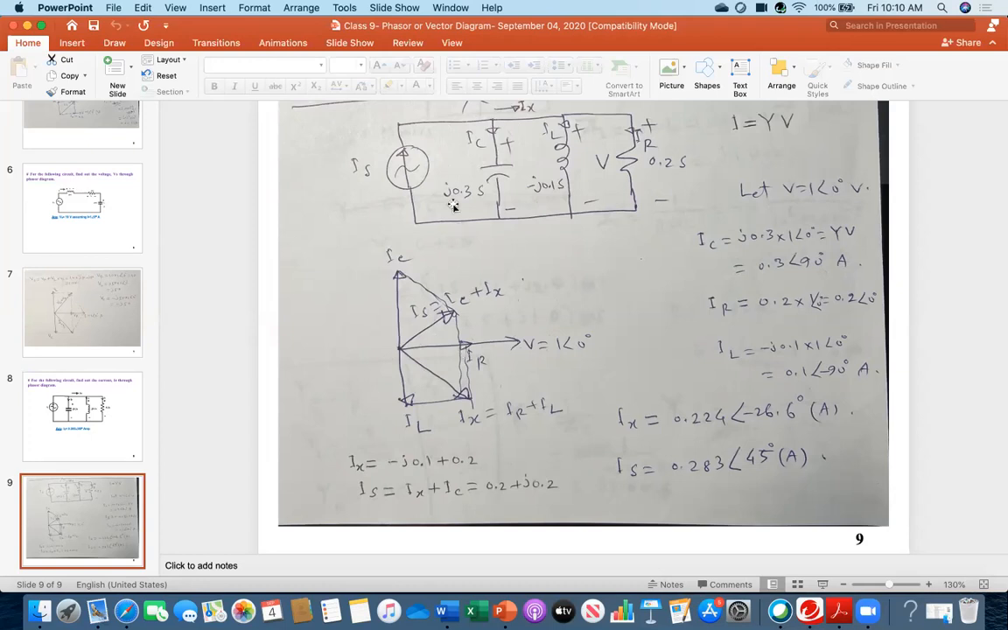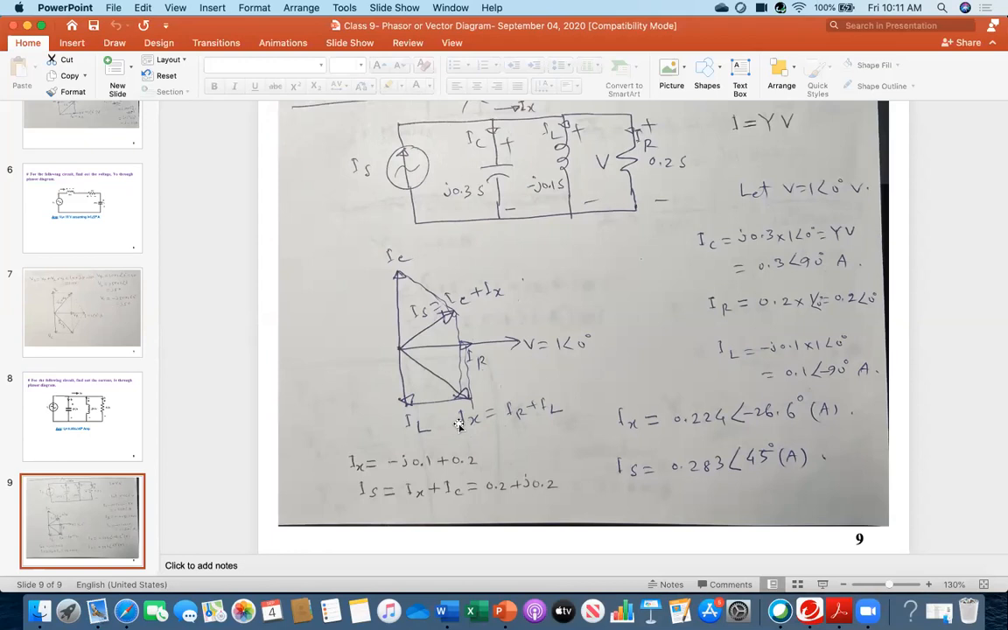The question was to find the total current Is. Now I got three currents: IR here, this current downward here, and this current upward. Now I have to make their resultant. Everybody see, this is one vector IR, this is another vector IL. Just make their resultant. So this is my resultant, which means IR plus IL.